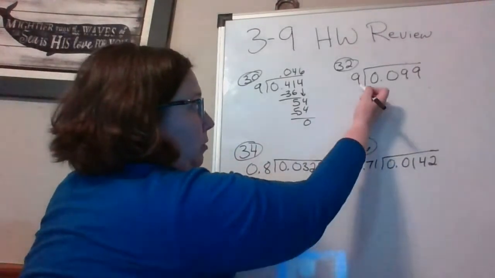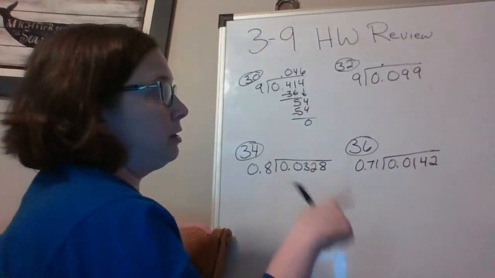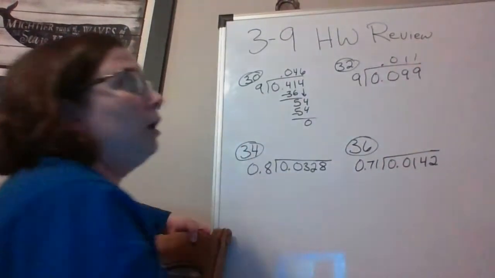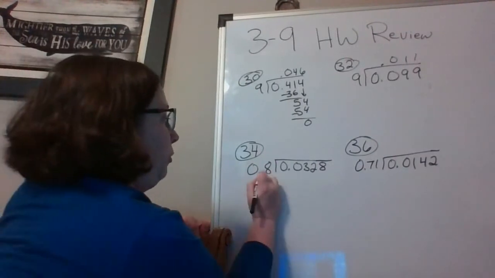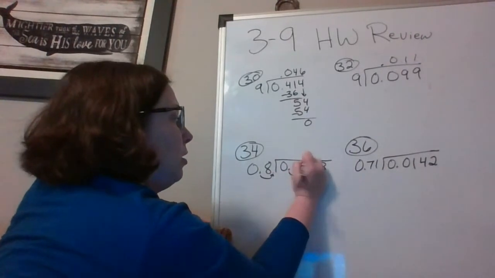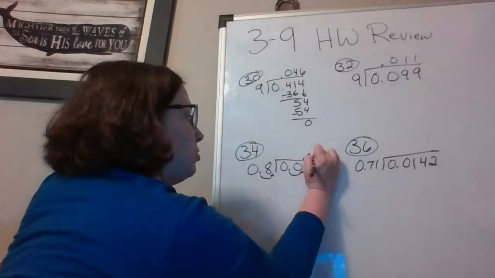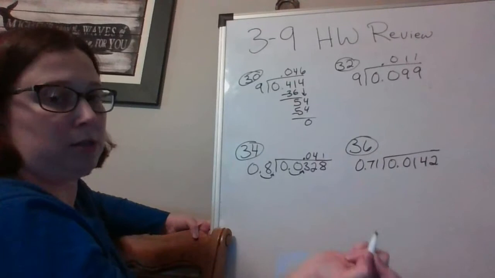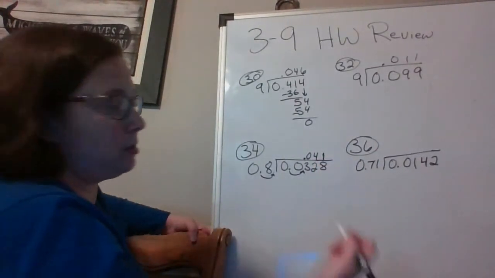For 32, again, we have no decimal in our divisor, so we move the one in our dividend straight up into our quotient, and we can divide this out really quickly. And our answer here is 11 thousandths. For number 34, we have a decimal we need to take care of. Do that. 8 does not go into 3, but it goes into 32 4 times evenly. And then it goes into 8 once, so our answer is 41 thousandths.